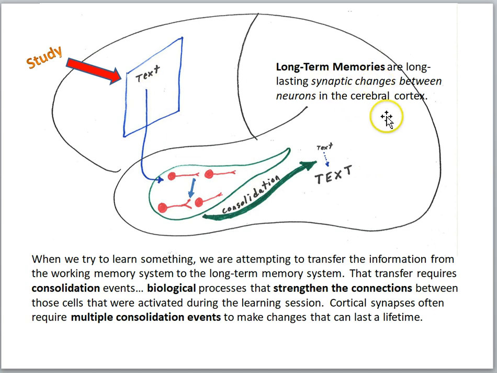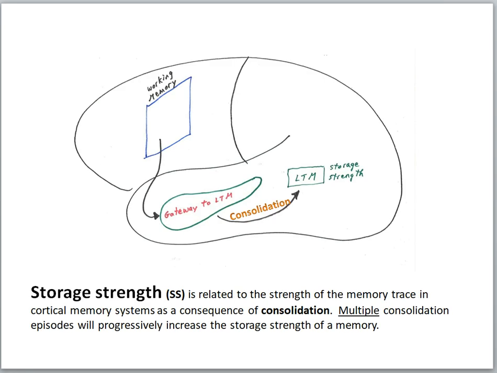So long-term memories are long-lasting synaptic changes between neurons in the cerebral cortex, and they get strengthened through this process of consolidation. Now here we're going to introduce our first term. Storage strength is related to the strength of the memory trace in the cortical memory systems as a consequence of consolidation. And again, multiple consolidation episodes will progressively increase the storage strength of a memory.